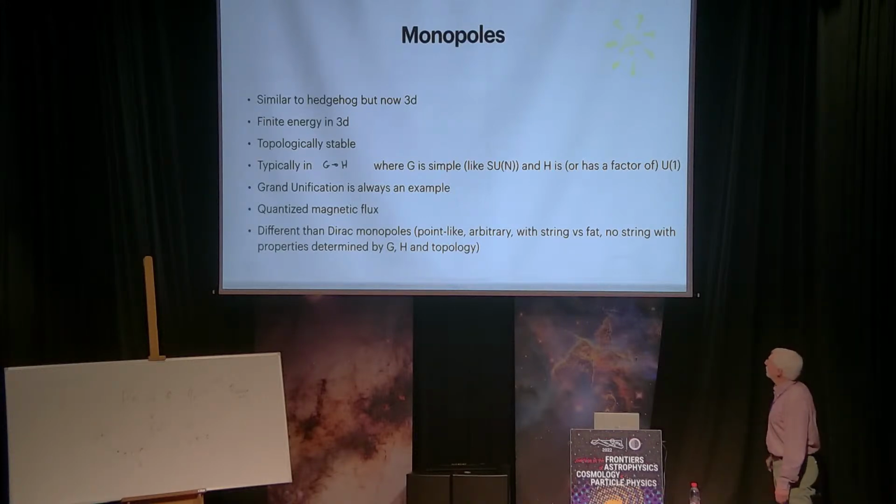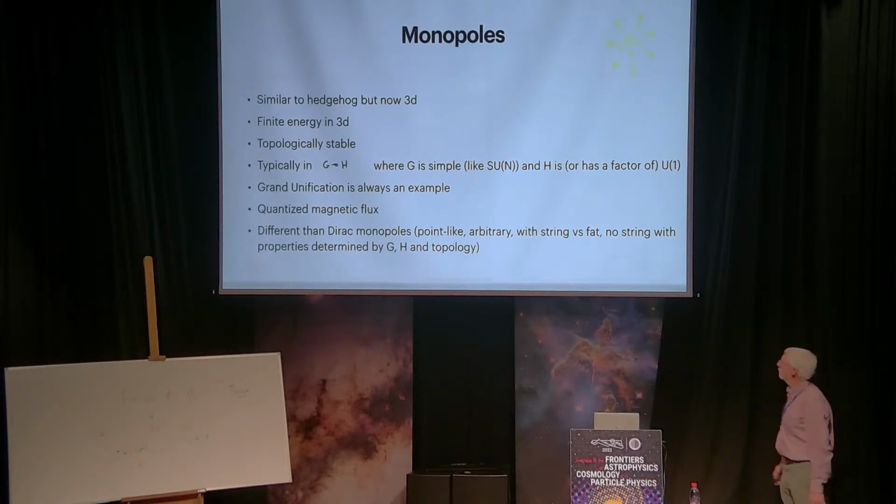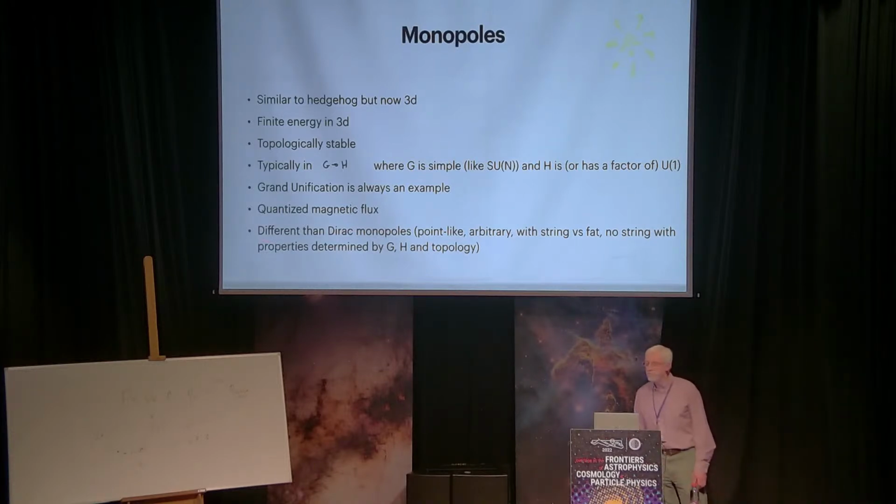It's called a monopole because this thing that we have, this 2 pi n over e quantized flux, also happens here. So you've got the flux around one of these balls, and there's magnetic flux that comes out and is quantized. And they're different from Dirac monopoles, which I don't have time to explain because I ran out of time.